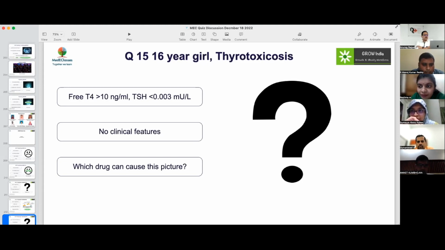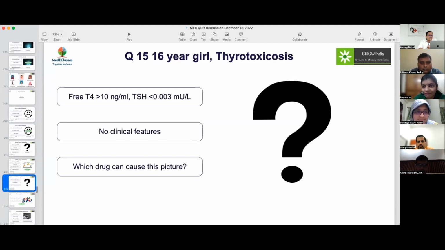Then we will go to Dr. Manoj. Sir, biotin. Biotin. So this is the perfect answer I was looking for. Biotin can cause this biochemical thyrotoxicosis, which is not real from that regard. So again, the answer is biotin. So there will be 5 marks to Dr. Manoj.